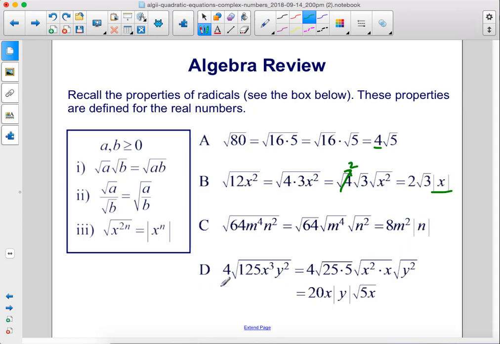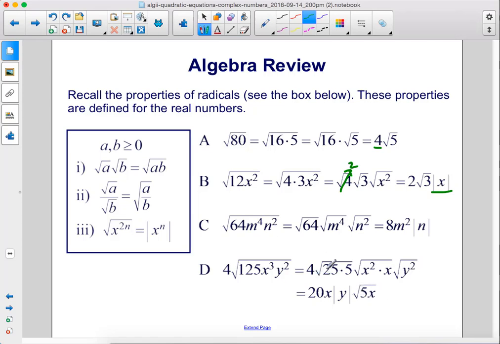Finally, we have d. 4 times the square root of 125 x cubed times y squared. So we can break this up into three different radicals. So we have 25 times 5, x squared times x. So x to the 3rd becomes x squared times x. And the square root of y squared. That becomes 20 times x times the absolute value of y times the square root of 5x.